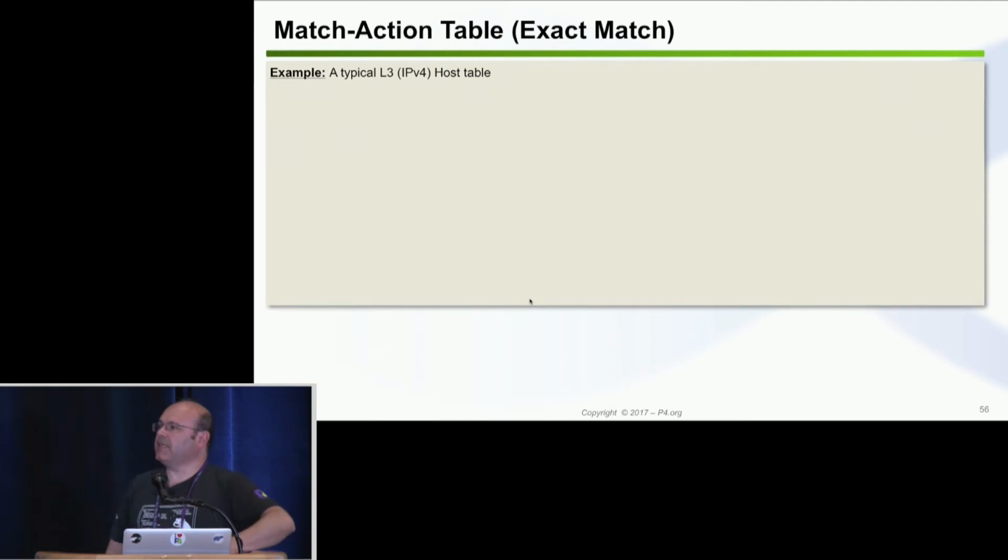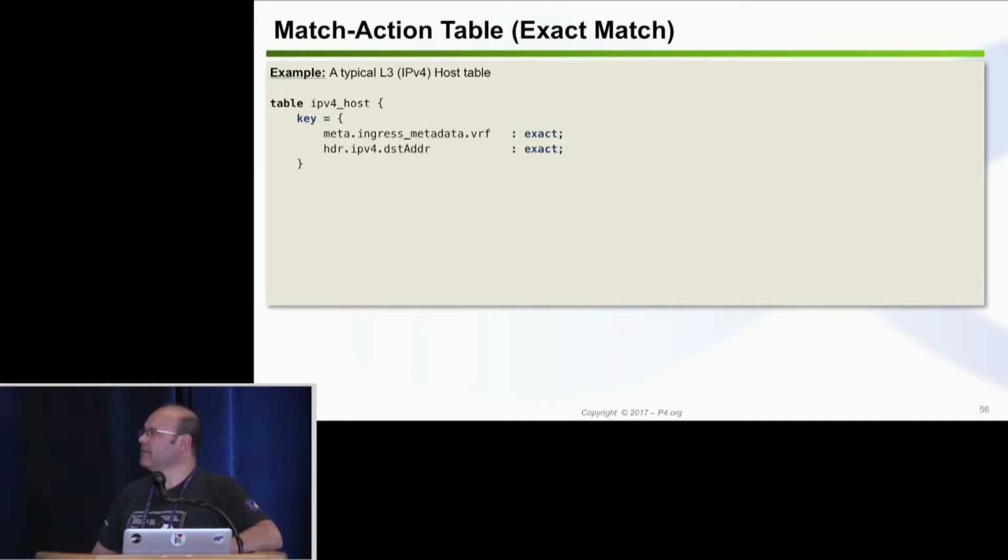Now let's define our match action table. Let's define a table which performs the exact match on IPv4 destination address. The first thing we need to specify is the key. Typically it will be a VRF and your destination IPv4 address. That's all we need to do. We need to specify the fields and the type of the match, which is exact match.